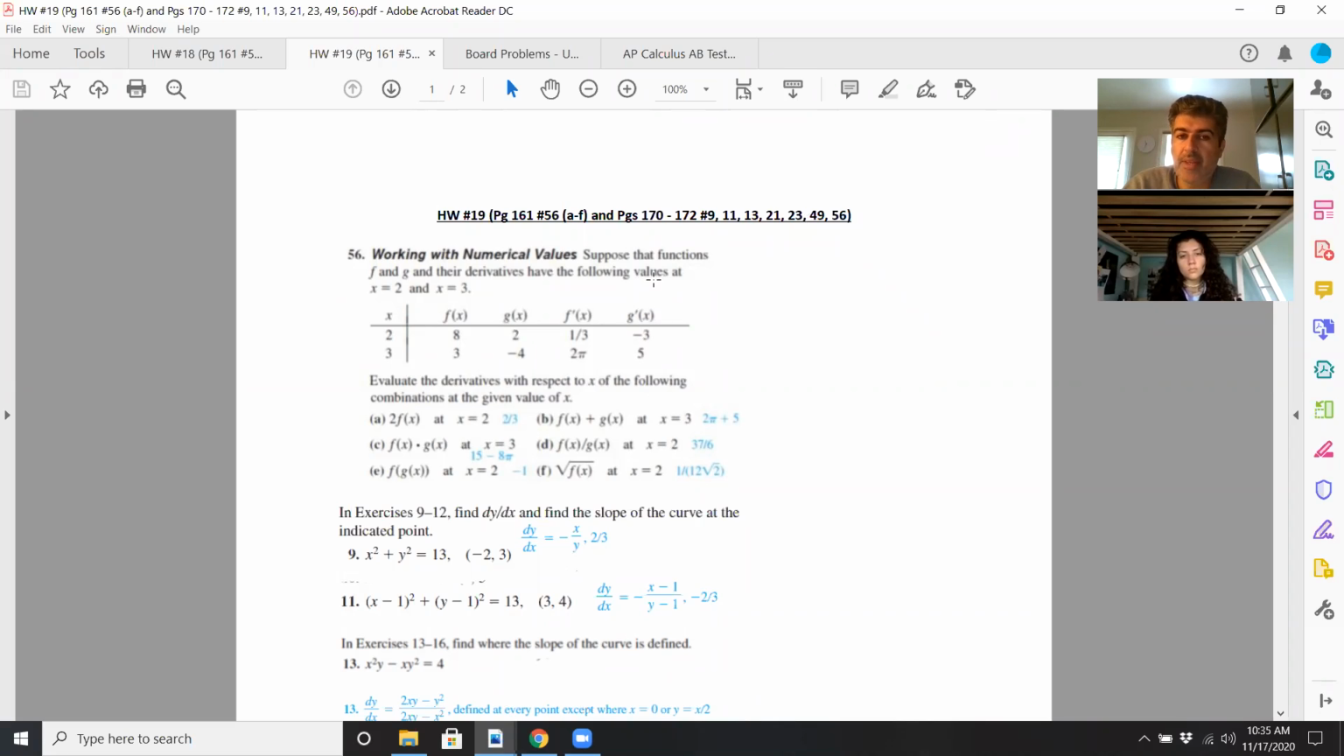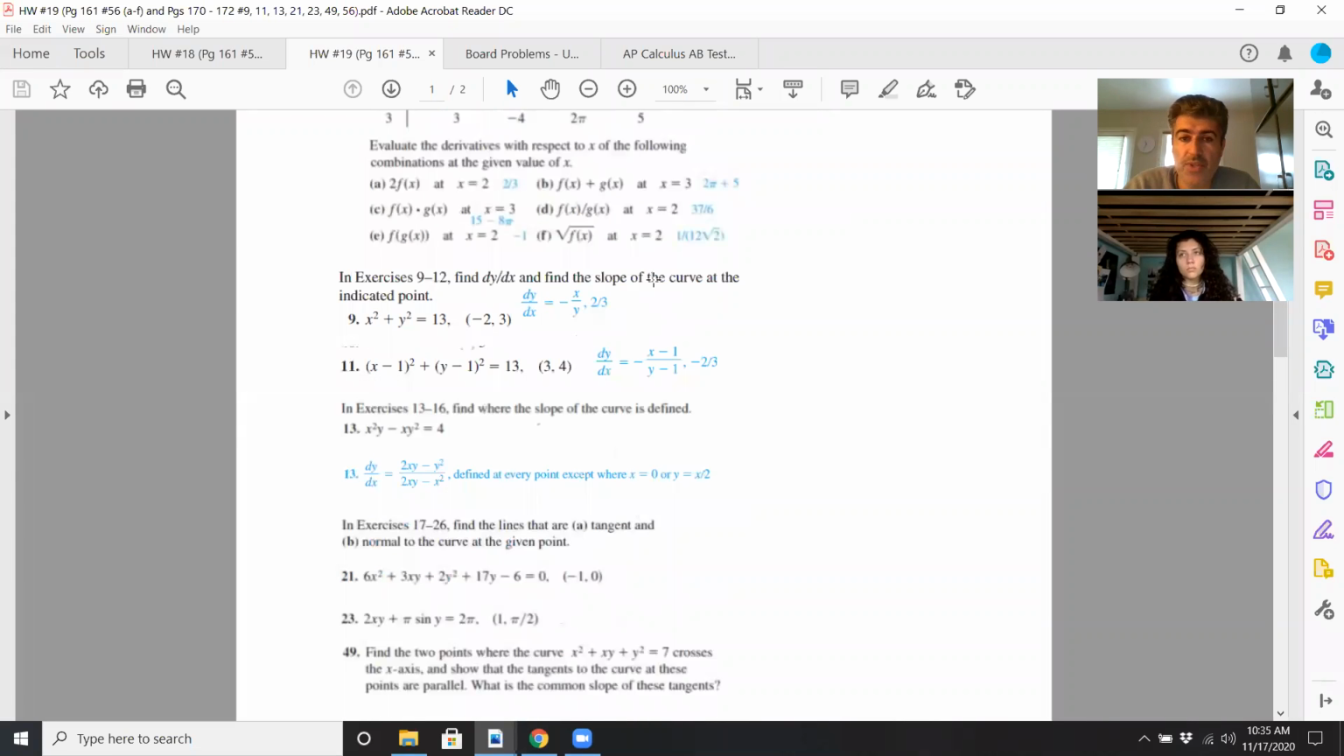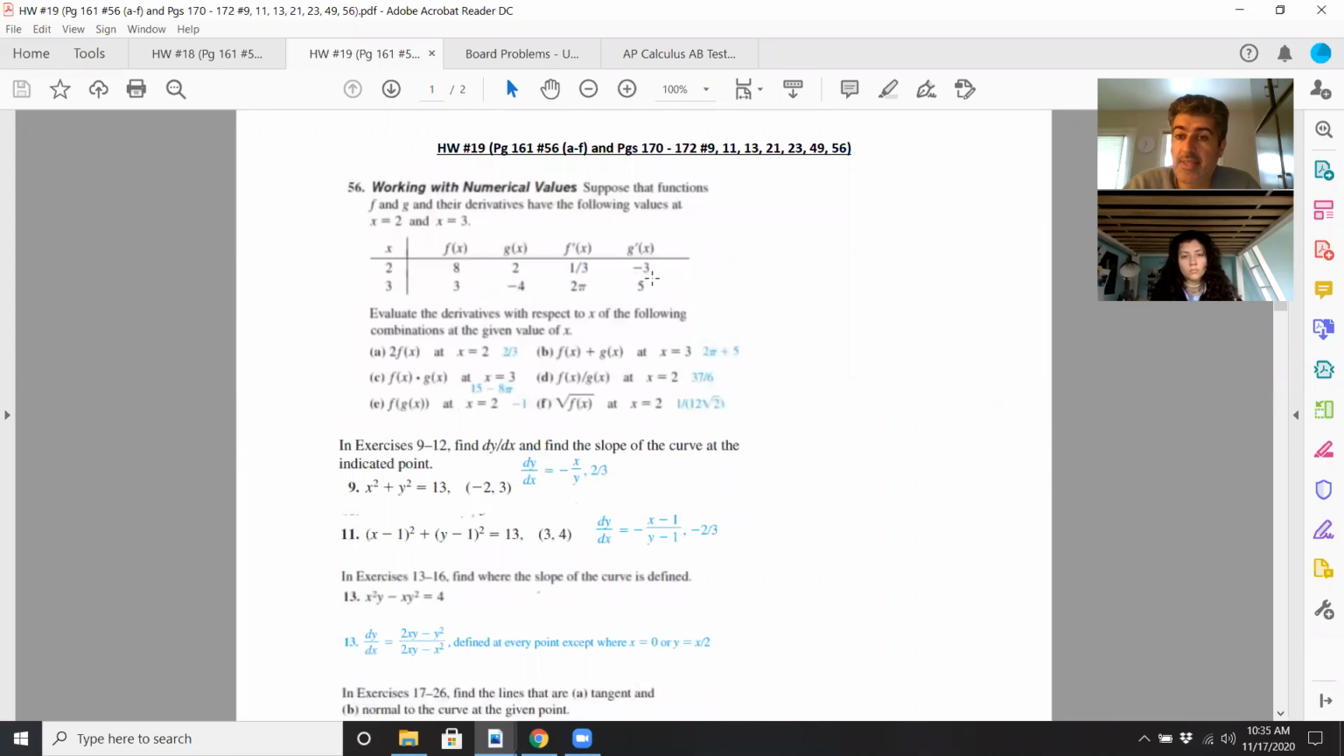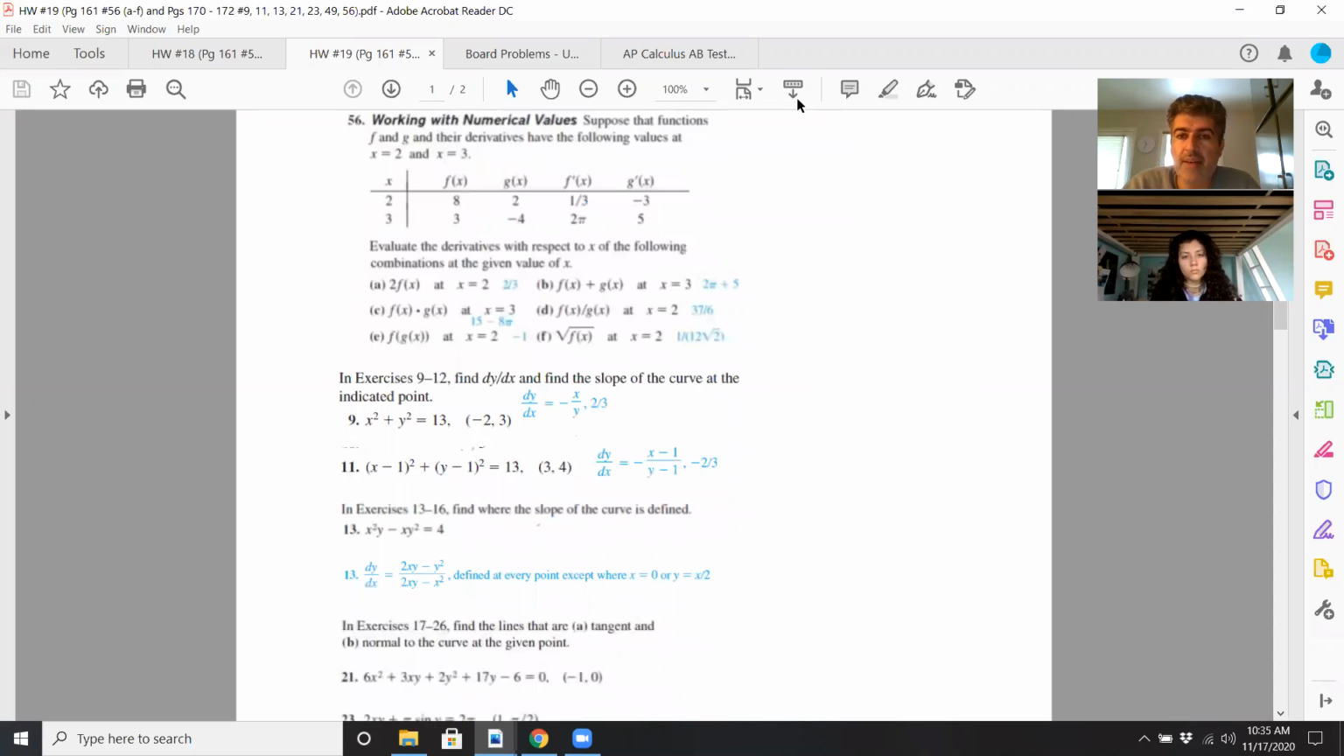So here's homework number 19, which had some focus on the chain rule, and then the rest were all on implicit differentiation. Someone asked about number 56F. So for 56F, here's what we do.